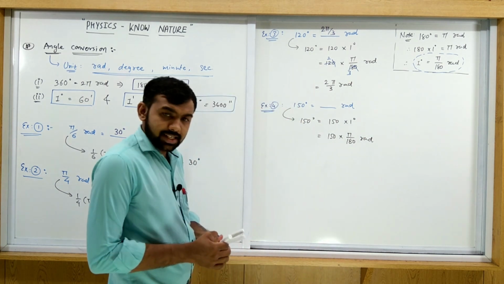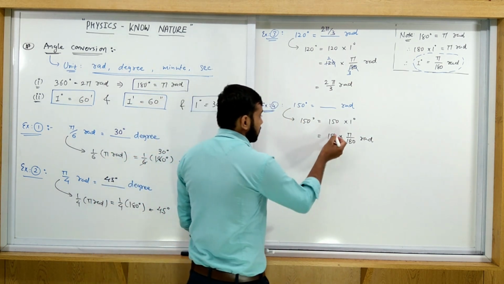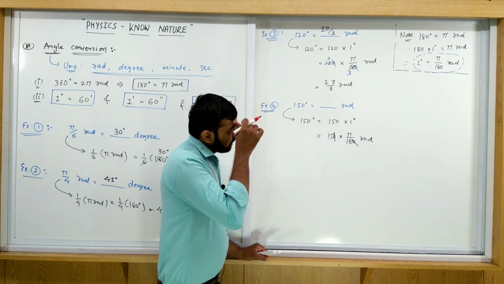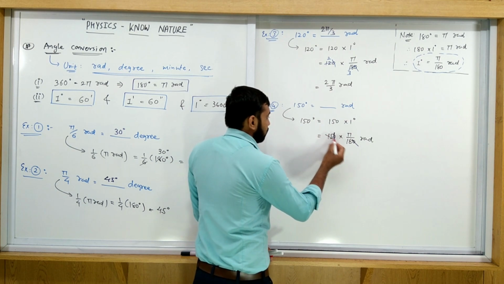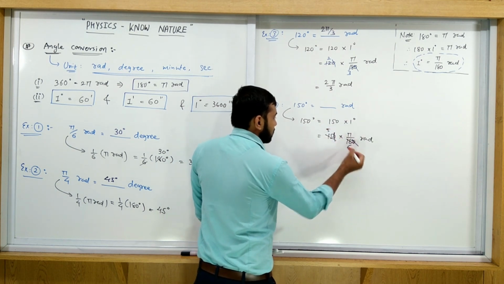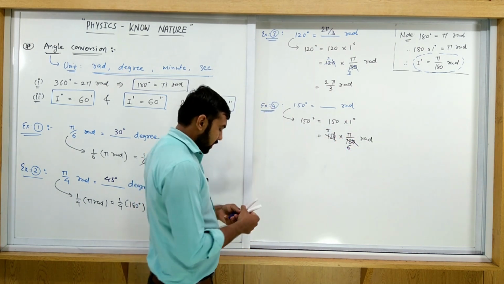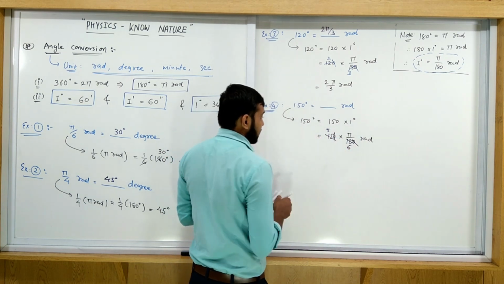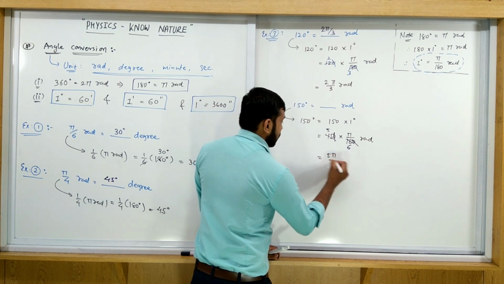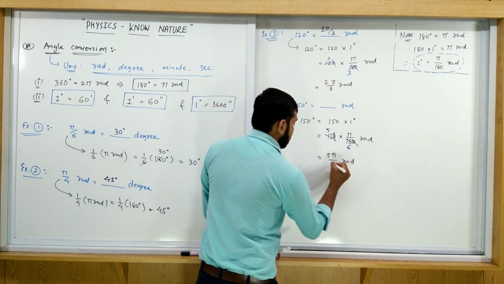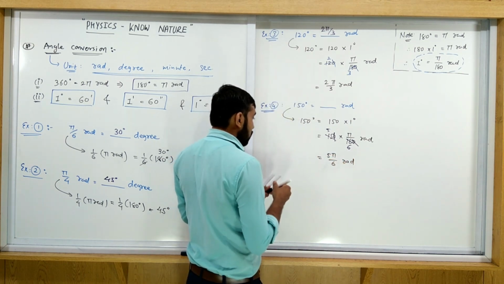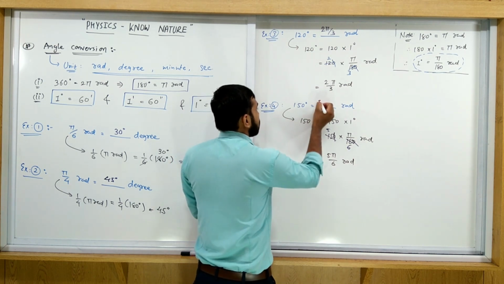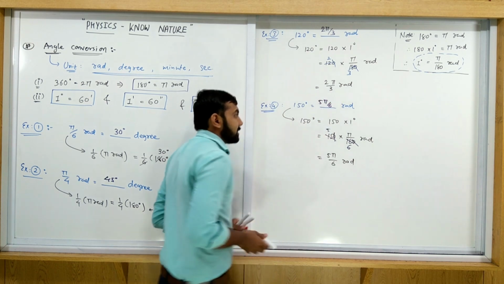Now if anything cancels out, then cancel it. So see, 0 0 cancel out. 15 is 5 threes and 6 is 2 threes... So what is the answer? 5 pi by 6 radian. 5 pi by 6 radian is equal to 150 degrees. So finally our answer is 150 degrees is equal to 5 pi by 6 radian.